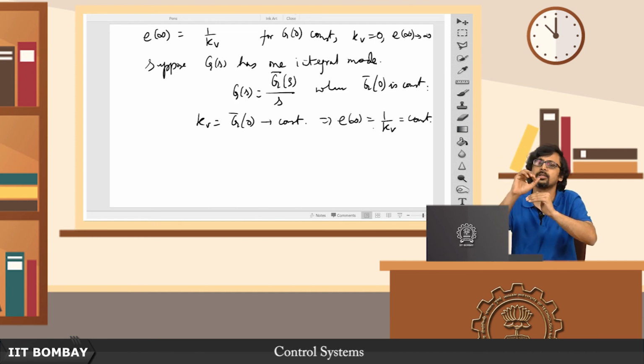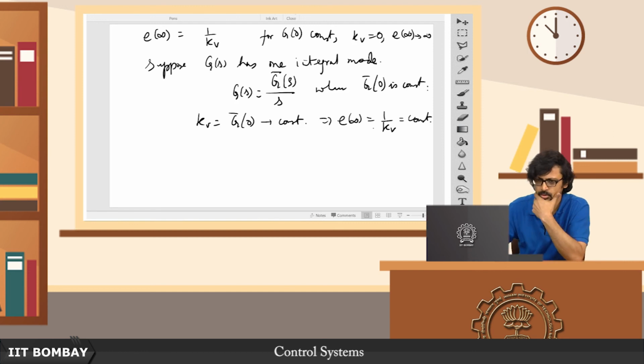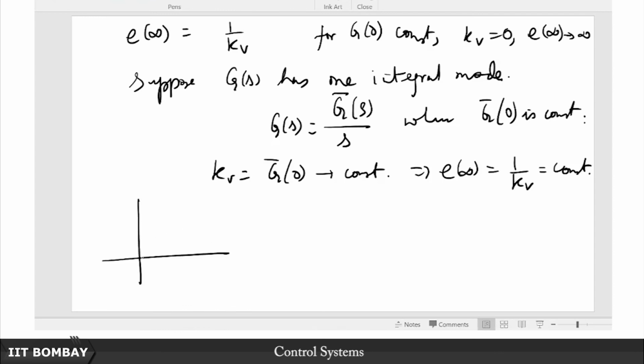So, there you can talk about this percentage error. If your steady value is 1 and you are settling at 0.7, then there is a 30% error, for instance. On the other hand, for this ramp, what is going to be the steady value? If this is your ramp and your system's response goes like this, then there is some error like this, and this remains steady throughout. So, this is basically going to be 1 by Kv.